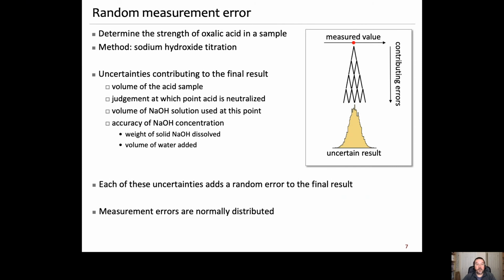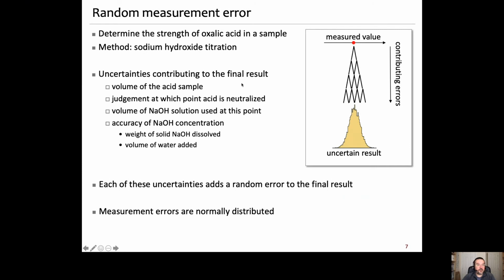Let's say we want to determine the strength of oxalic acid in a sample using titration. That means we add a basic solution to this and then observe the liquid until it becomes neutral. We can use sodium hydroxide solution for this. And this experiment has multiple stages, and each of the stages can add a little bit of uncertainty in the final result.